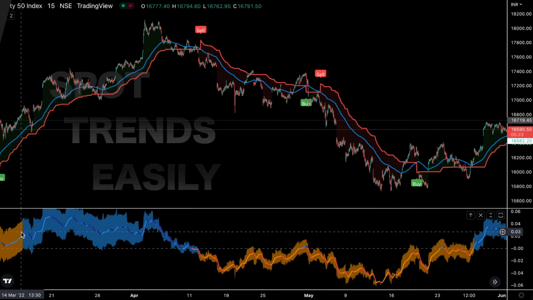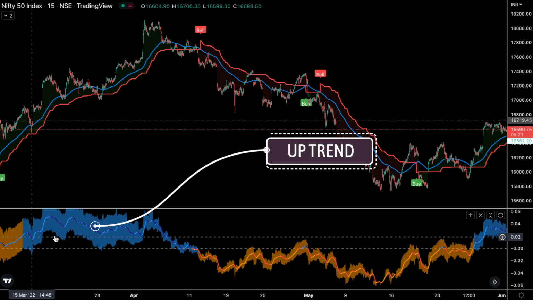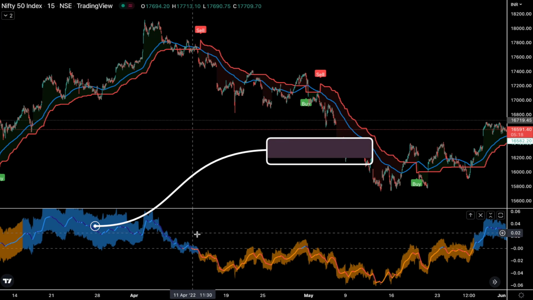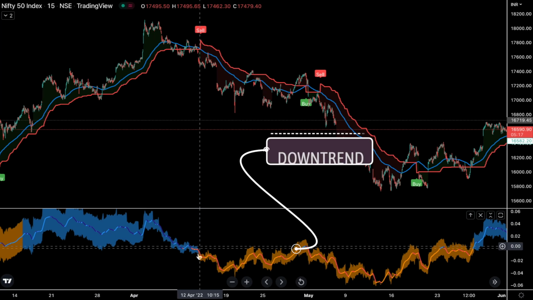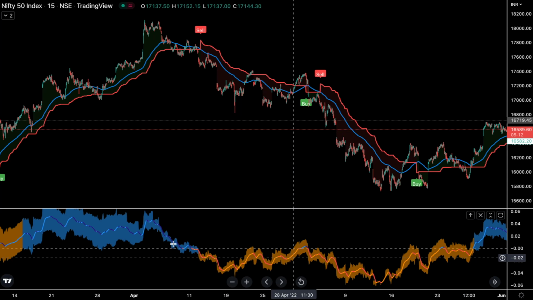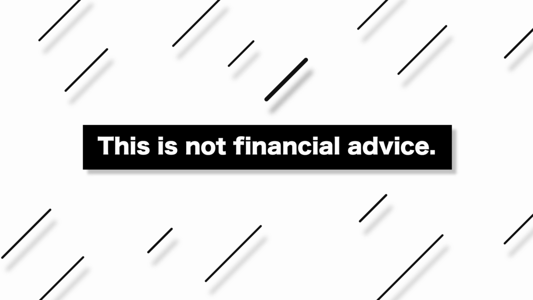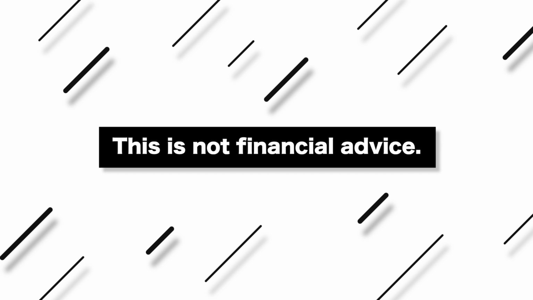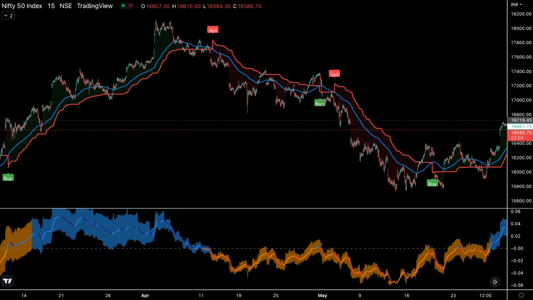Okay, so when this area is blue, the trend is up. When this area is orange, the trend is down. You can change the colors in the settings. I'll tell you how. Please note, this is not financial advice. This is purely for education and information purpose.